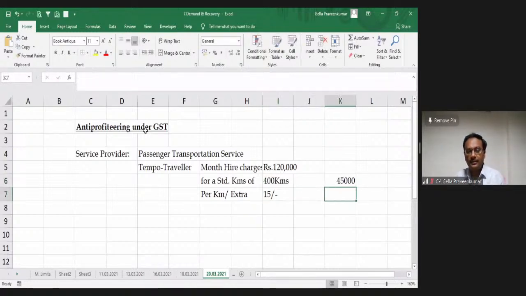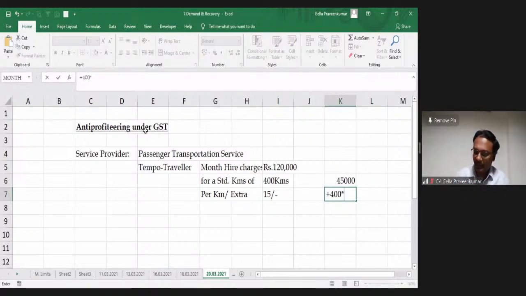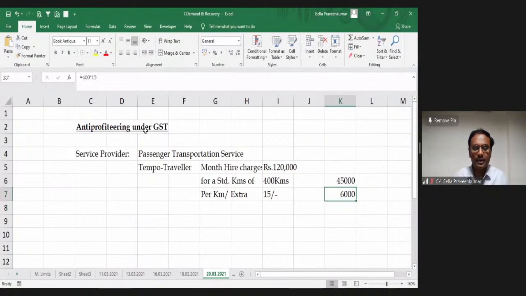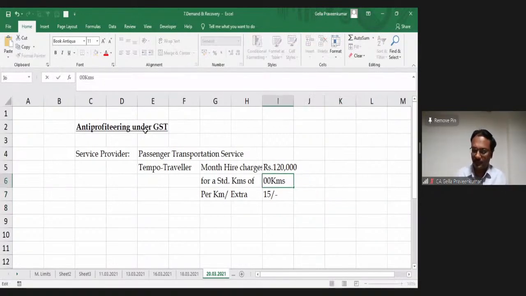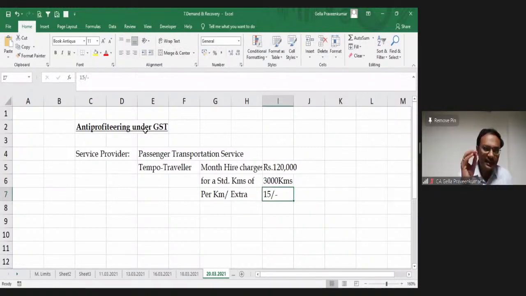Now, 400 into 15 gives me 6,000. Now, let me go back with this model. So 3,000 kilometers per month, I'll give you this particular tempo traveler. If you run more than this, I'll charge you 15 rupees per kilometer extra. This is what the contract says.